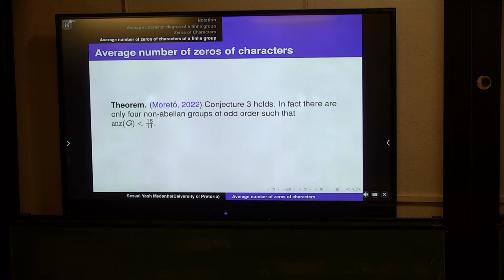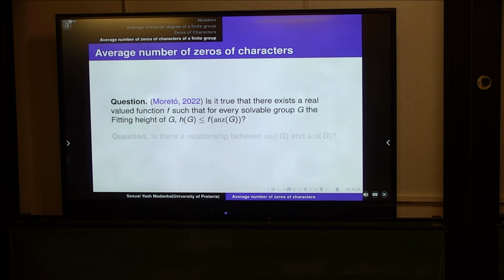Right, so that's the story on average number of zeros of characters at the moment. Well, technically not quite, but there's a paper I'm reviewing where someone did a bit more, but I can't talk about it since it's under review.